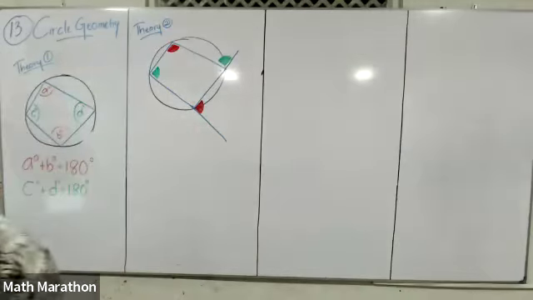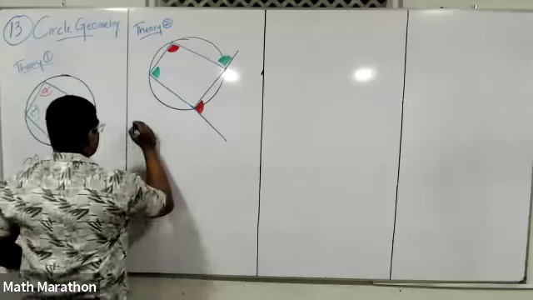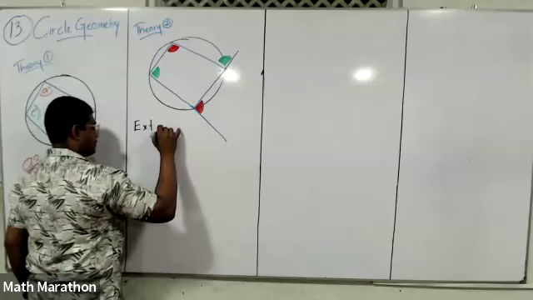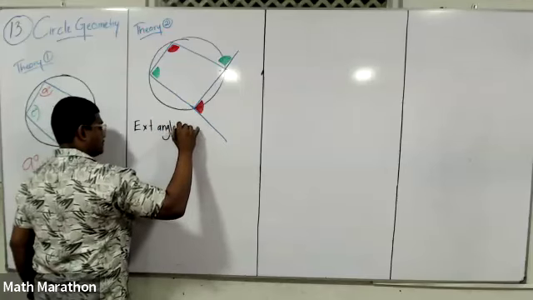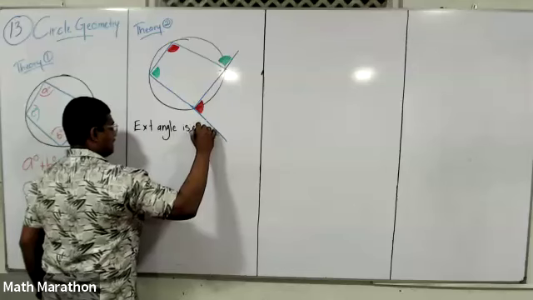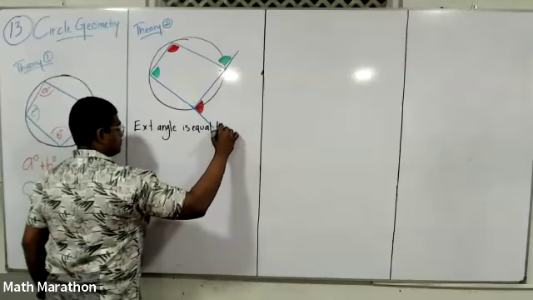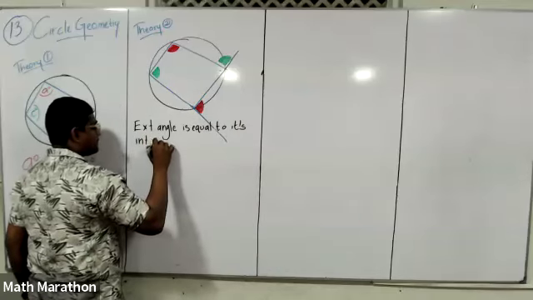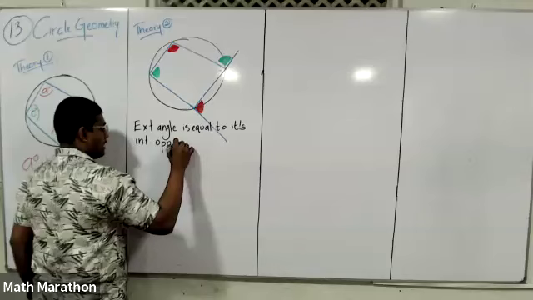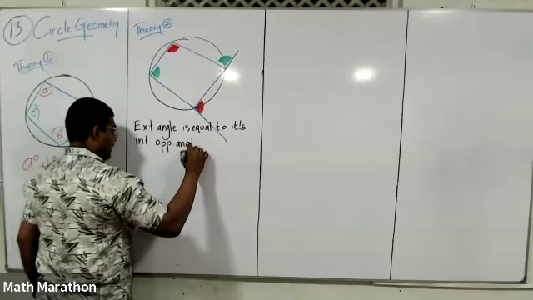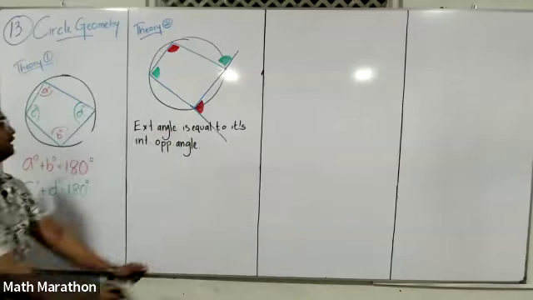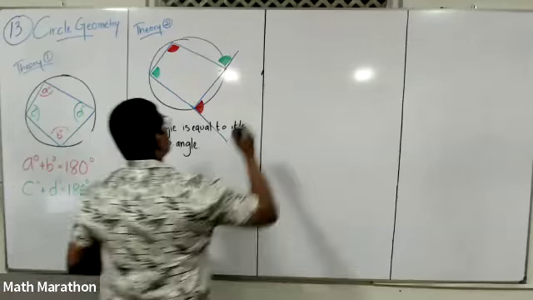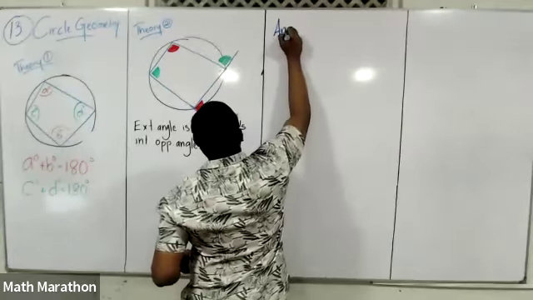How does the theory go? The external angle is equal to its internal opposite angle. So these are the two theories that will be helpful for us to crack this question.